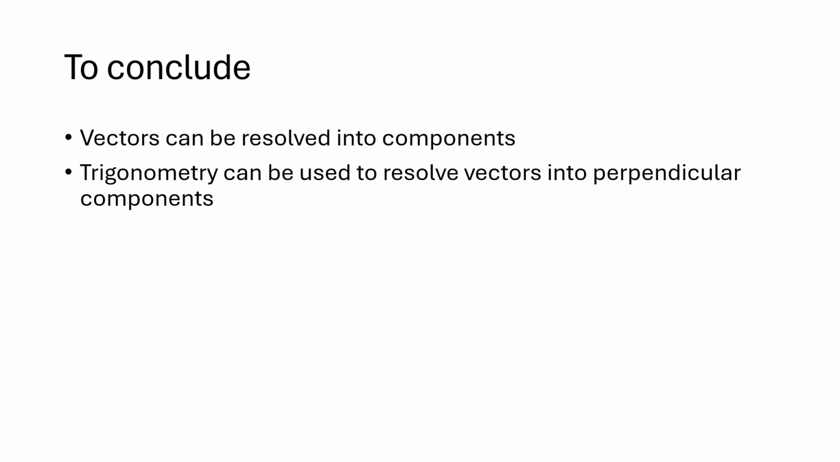Thus, to conclude, a vector can be resolved into any two or more components, but for the purpose of vector addition, it's useful to resolve into horizontal and vertical components. And trigonometry can be used to resolve vectors into perpendicular components, or in this case, horizontal and vertical components.